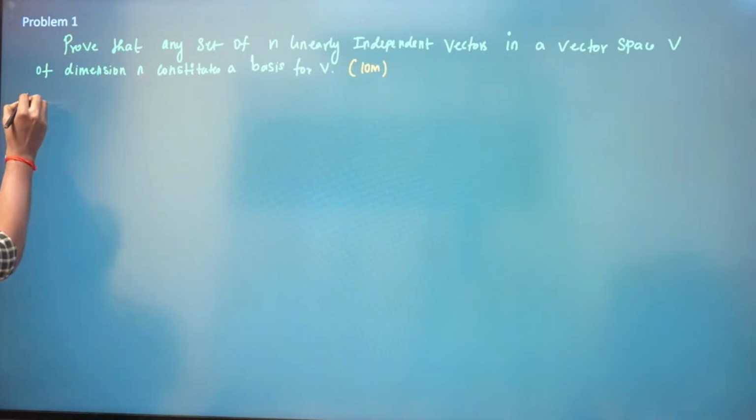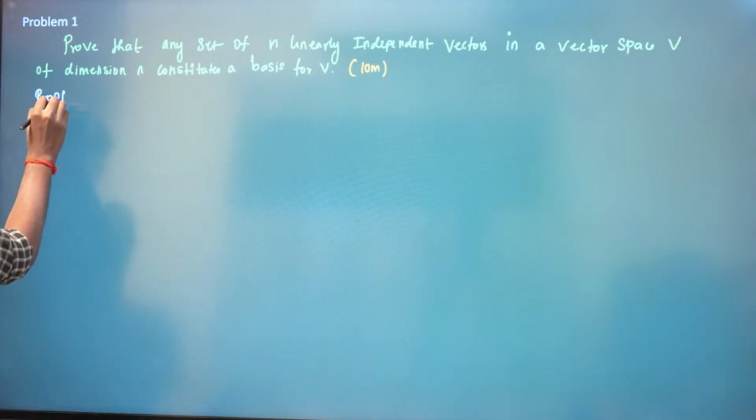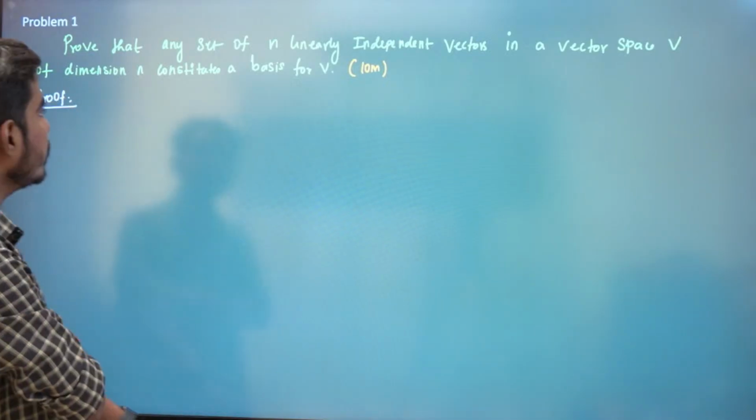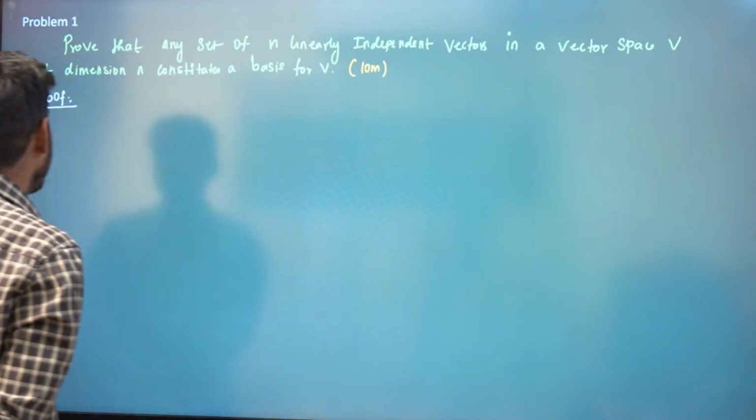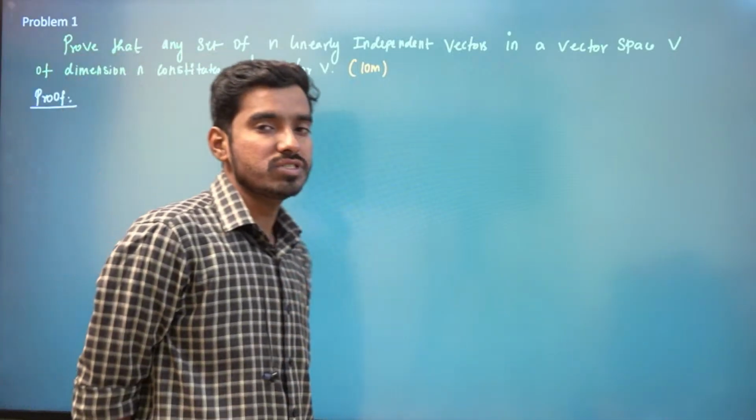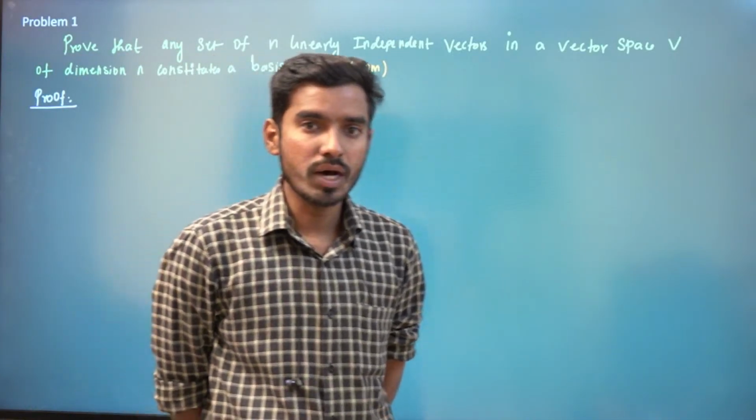So we will prove this. It's a proving problem. Prove that any set of n linearly independent vectors in a vector space V of dimension n constitutes a basis for V, right?